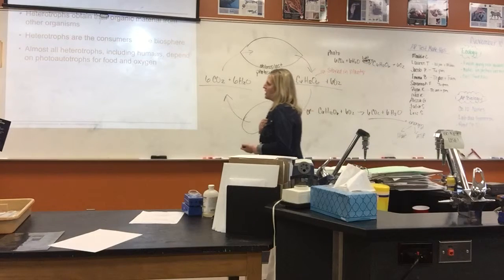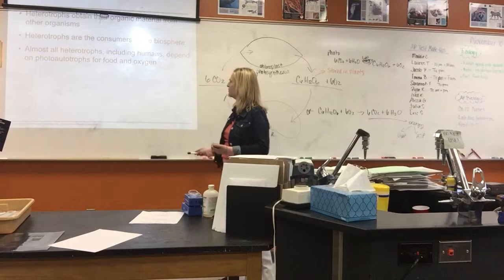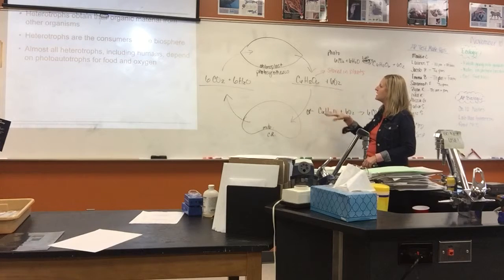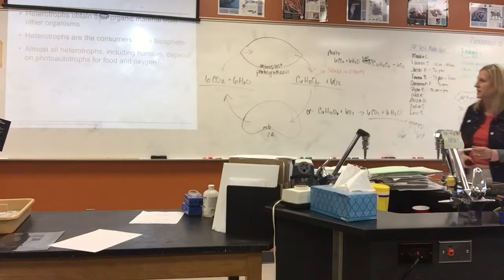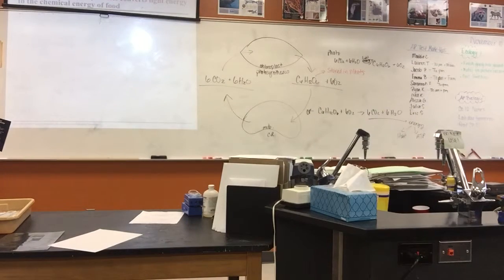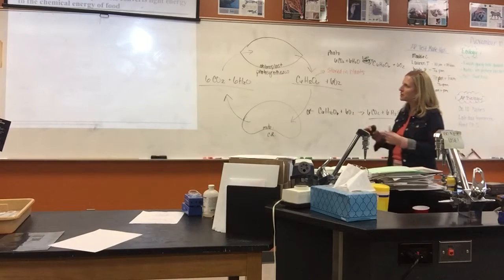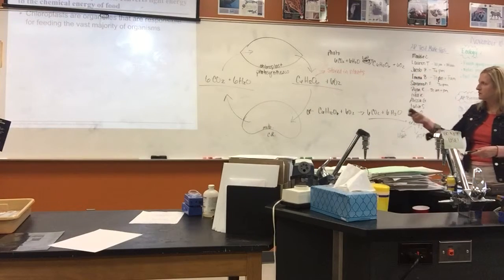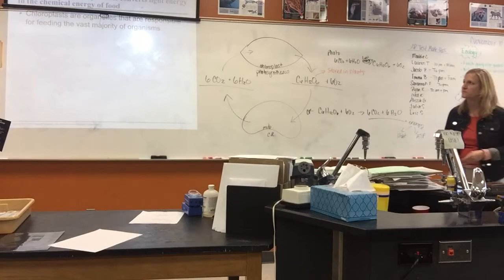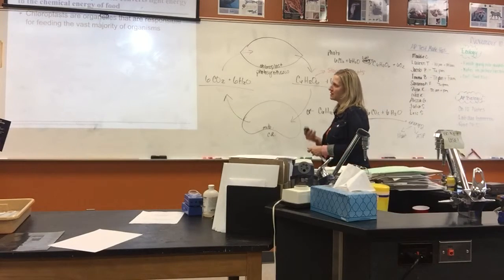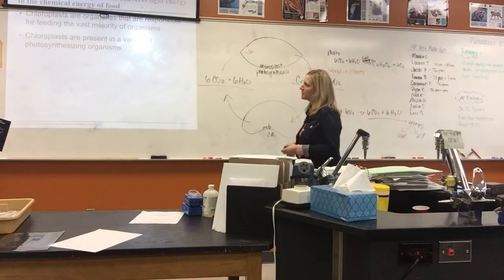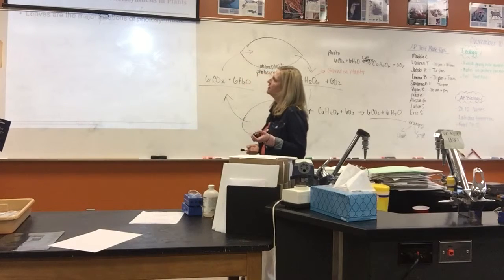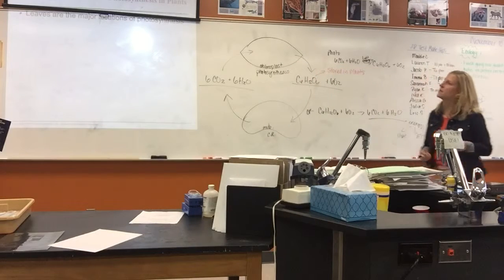Almost all heterotrophs, including us as humans, depend on the photoautotrophs for food and oxygen. So we depend upon the algae and the plants to make glucose and store some of it so we can eat them, and then release oxygen into the air so we can breathe it in. All right, so now we're going to talk about the photosynthetic process more specifically. The chloroplast is where this occurs, the organelle responsible for feeding the vast majority of organisms. Chloroplasts are present in a variety of photosynthetic organisms, like the protists and the plants and so on.